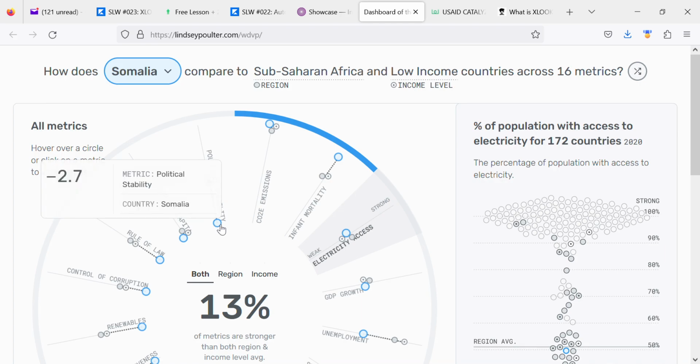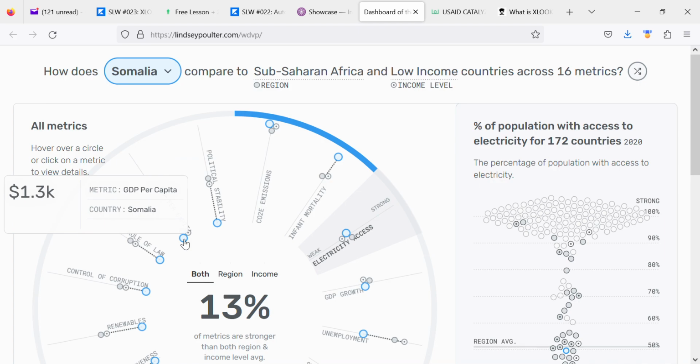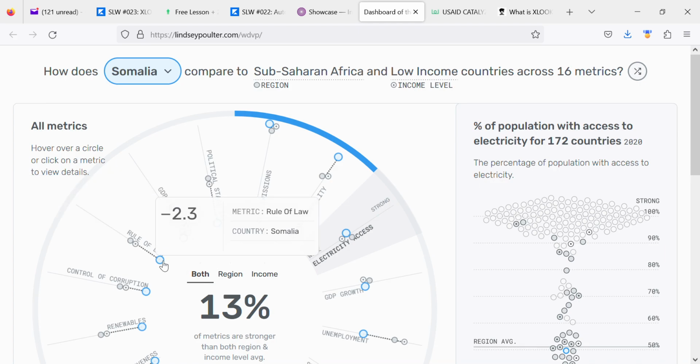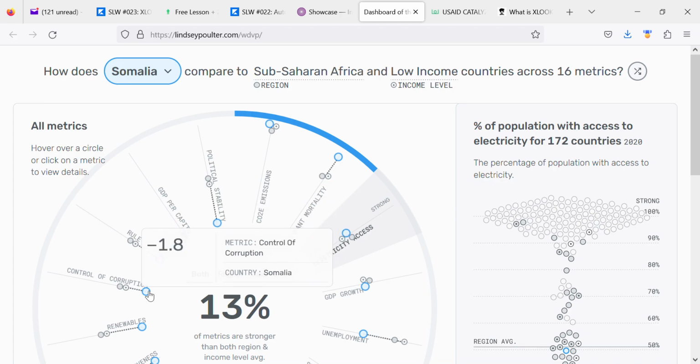Somalia should work on the priority areas, which are these. As per this matrix, political stability is very low, and that is one of the priorities for Somalians. And GDP per capita is 1.3 thousand, which is still low. The rule of law is minus 2.3, which is low, and control of corruption is negative 1.8. Those are the priority areas for Somalians.